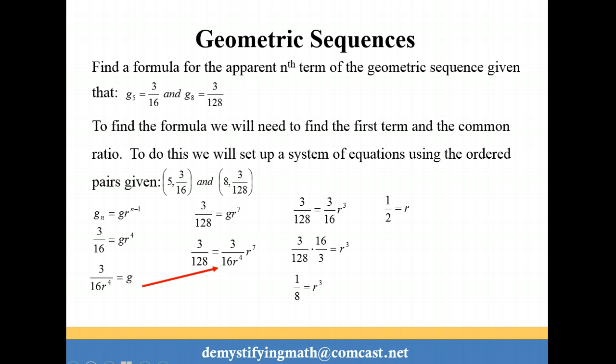So we found r, now we have to go back and find g. So we're going to go back over here and grab this equation and plug in the r value. So we now have 16 times 1/2 to the 4th. Well, 1/2 to the 4th is 1/16. So if you multiply that by 16, you get 1. So our g value is 3, which means that our formula is 3 times 1/2 to the n minus 1.